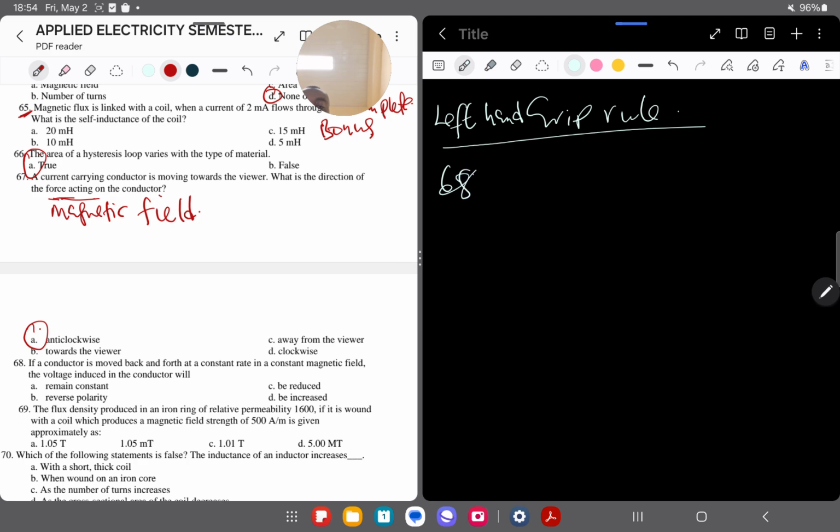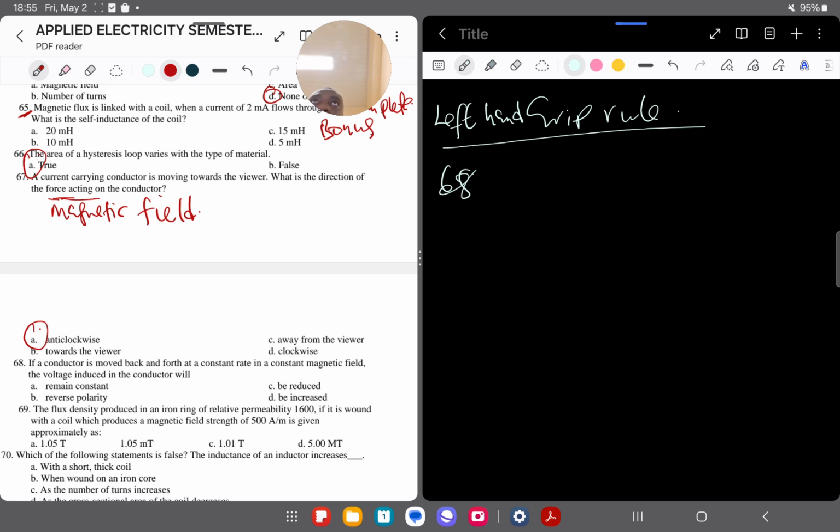So we move to question 68. If a conductor is moved back and forth at a constant rate in a constant magnetic field, the voltage induced in the conductor will be: A, remain constant; B, reverse polarity; C, reduce; and D, increase.